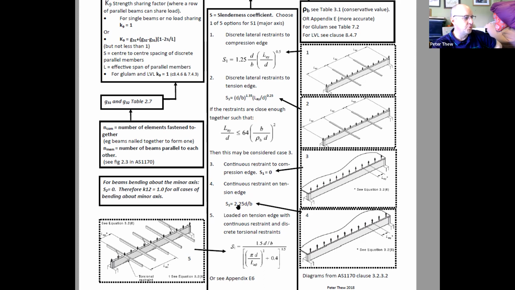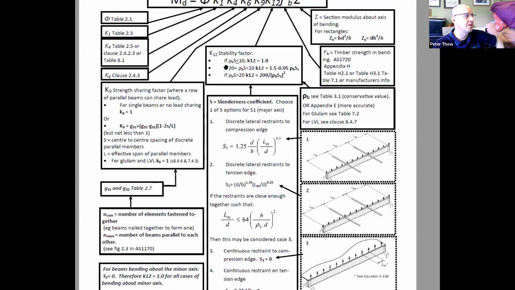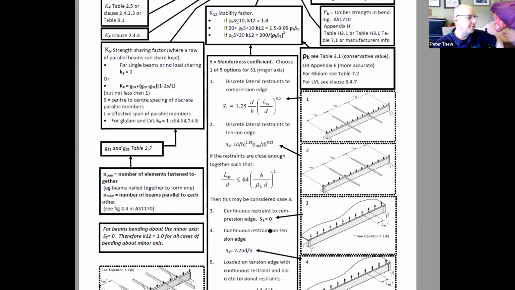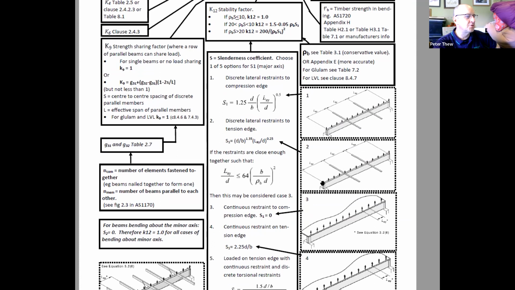So your S1 is 2.25 times D over B, okay? And that S1 then goes back into this equation here. Multiply it by rho S and see if it's greater than 10, or between 10 and 20, or greater than 20. All right, now what if we have discrete lateral restraints to the compression edge, which means we've got a restraint, maybe every meter apart or something. And there's an example of how it's built there. There's the equation. If you've got discrete lateral restraints to the tension edge, that's not as good, but it still works a bit. There's your value there.